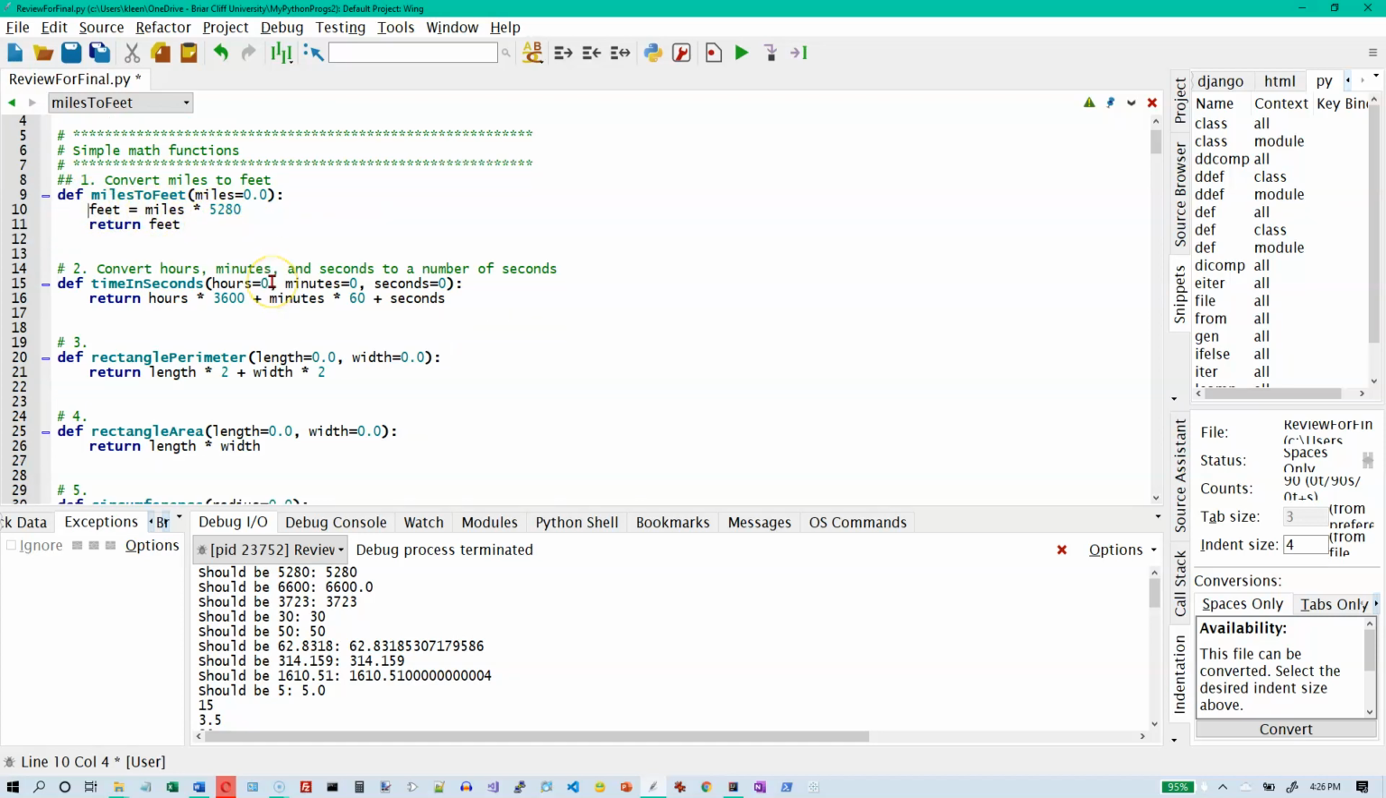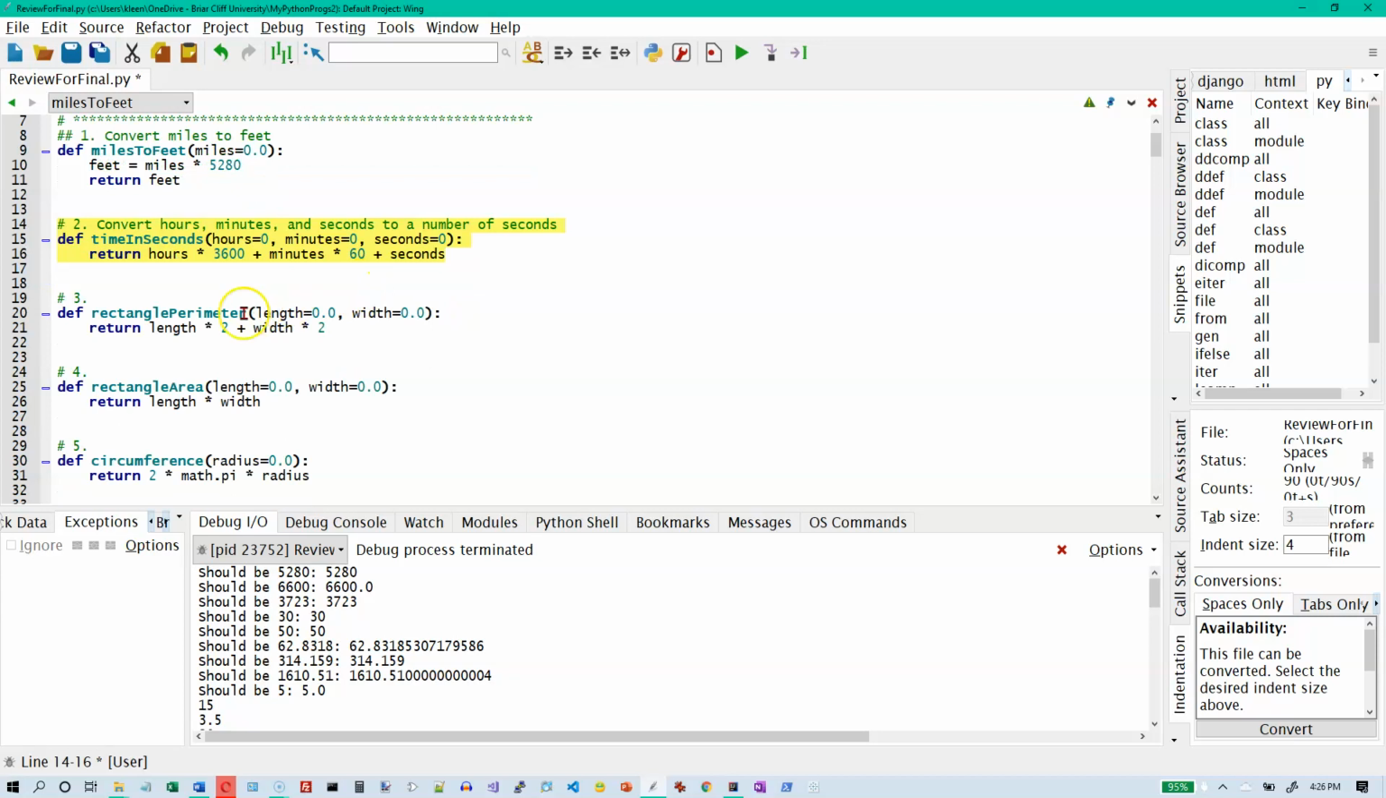The next one is converting hours, minutes, and seconds to a number of seconds. And we're going to pass in hours, minutes, and seconds. And we know there are 3,600 seconds in an hour, so we have to multiply those two together. We know there are 60 seconds in a minute, multiply those two together. Add on the number of seconds in an hour, add on the number of seconds in the minutes, add on the number of seconds, and return the sum of those three numbers.